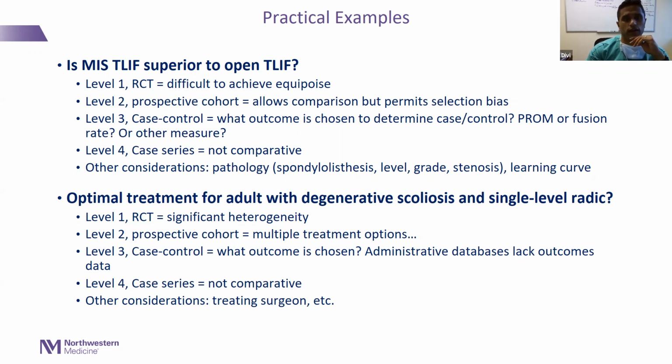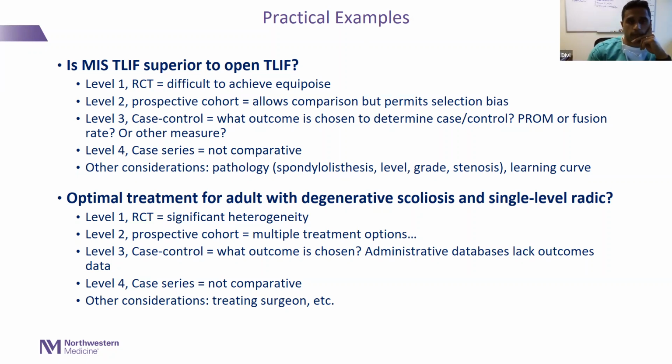Prospective cohort allows comparison, but again, permits some selection bias. And then an RCT is difficult to do with this because it's difficult to achieve equipoise, like we talked about. And then there are so many other considerations, like not every TLIF is made the same, for example, different levels of spondylolisthesis, what level is being operated on, the grade of the spondylolisthesis, how much central stenosis is there. And finally, a learning curve for physicians for MIS versus open.